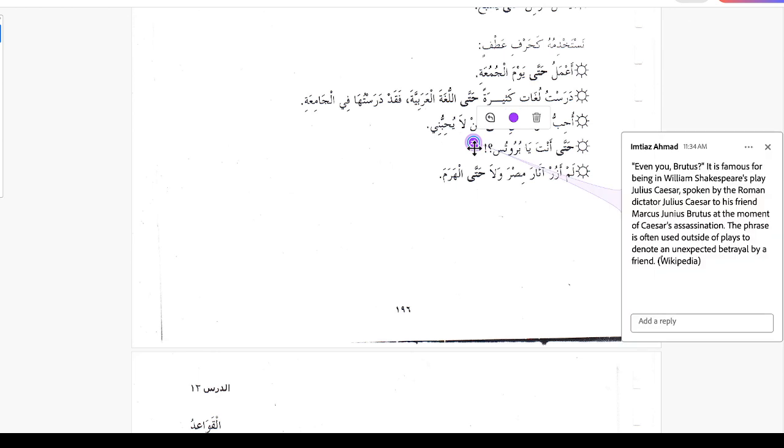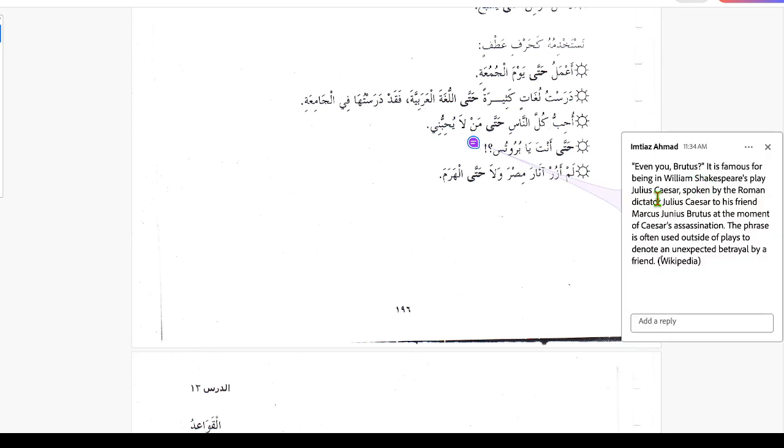Uhibbu kullun nasi hatta man la yuhibbuni. I love, uhibbu, kullun nasi, every person, hatta, even man la yuhibbuni, the one who does not love me. Even I love the one who does not love me. Hatta anta ya Brutus, even you, O Brutus. So this is even you, Brutus.